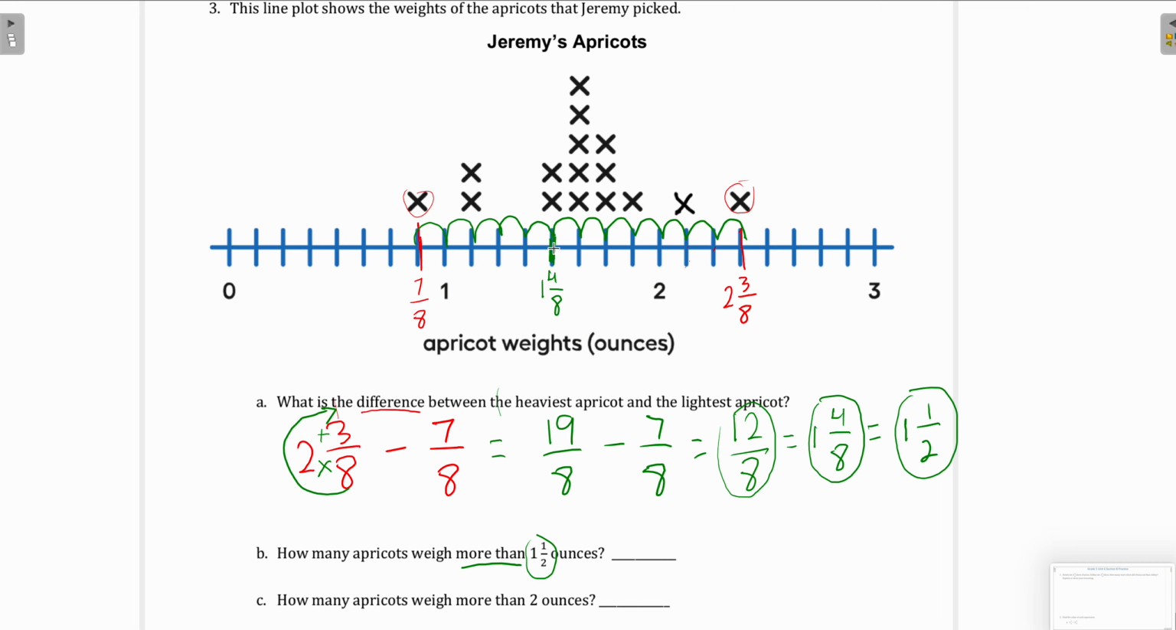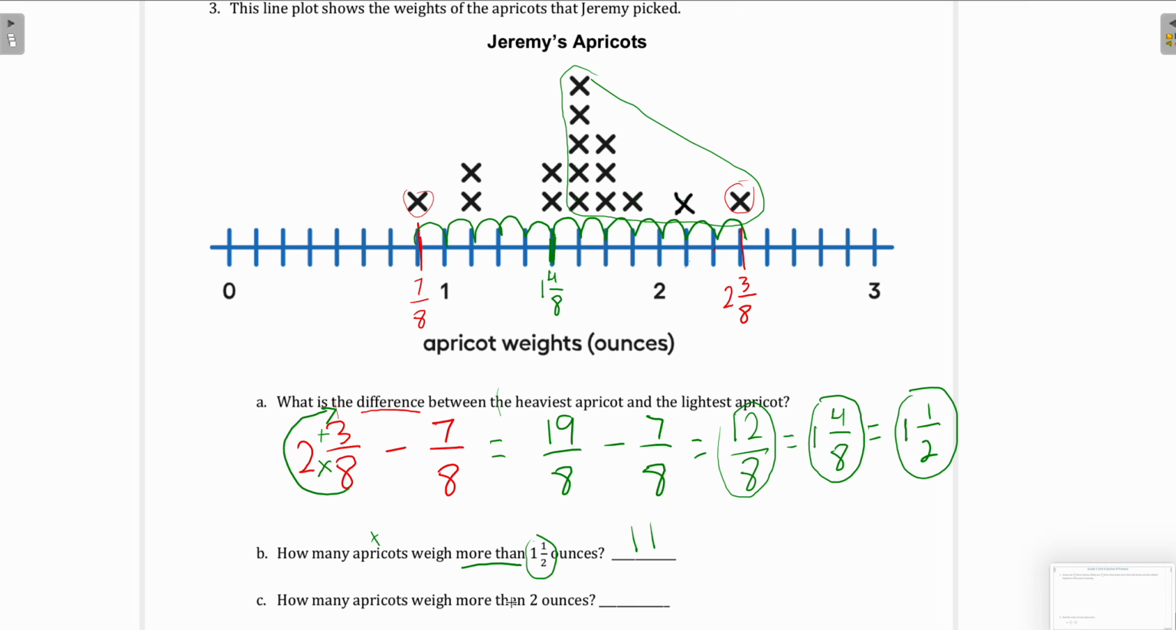So we want to know how many apricots, or how many etzes, weighed more than 1.5 ounces. So we look, more is to the right of it, so we just count all of these right here. So, 1, 2, 3, 4, 5, 6, 7, 8, 9, 10, 11. Okay, so that's 11 apricots.